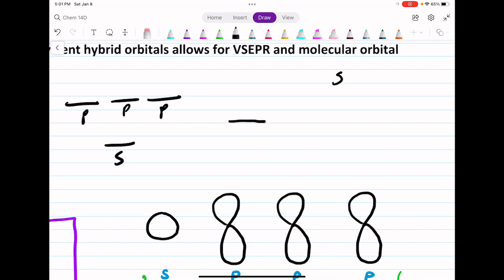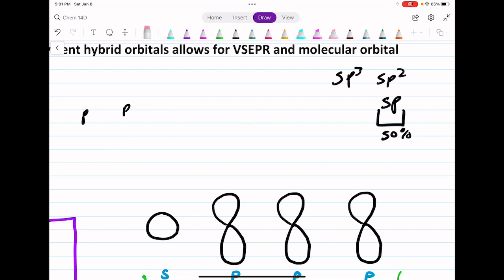And if you look at sp3 versus sp2 versus sp, sp has the most amount of s character. It's 50% s, 50% p. So you can imagine the energy of that would be closer to the s than any of those other ones. So it would basically look like this energetically. Let's just get rid of this, we don't have to draw all 3.